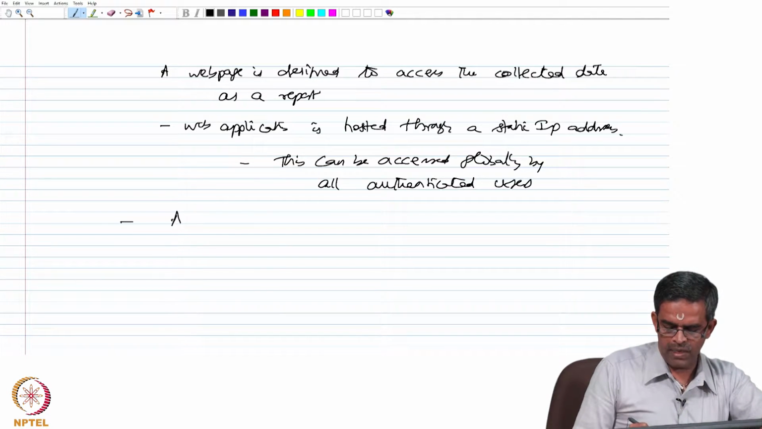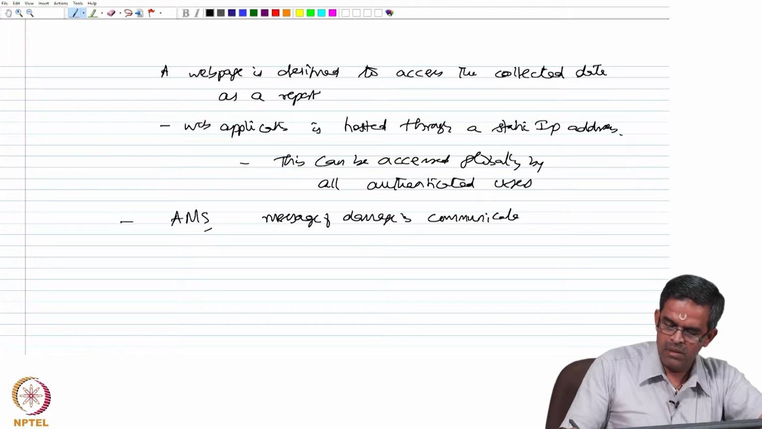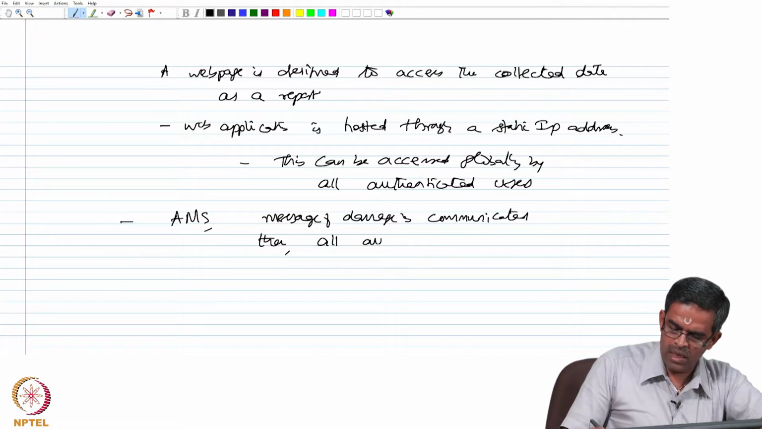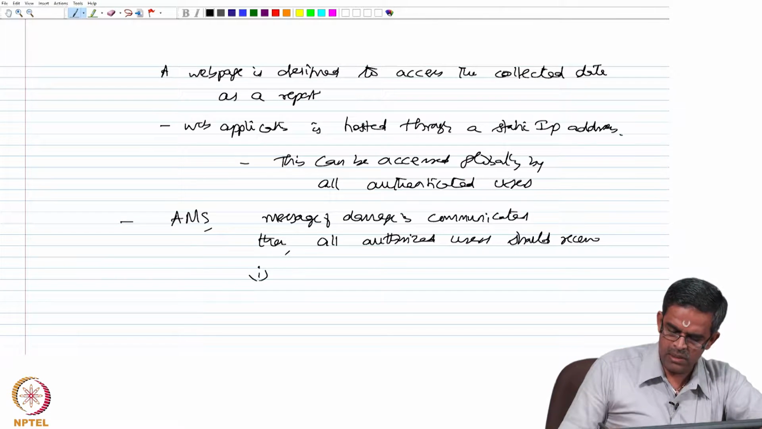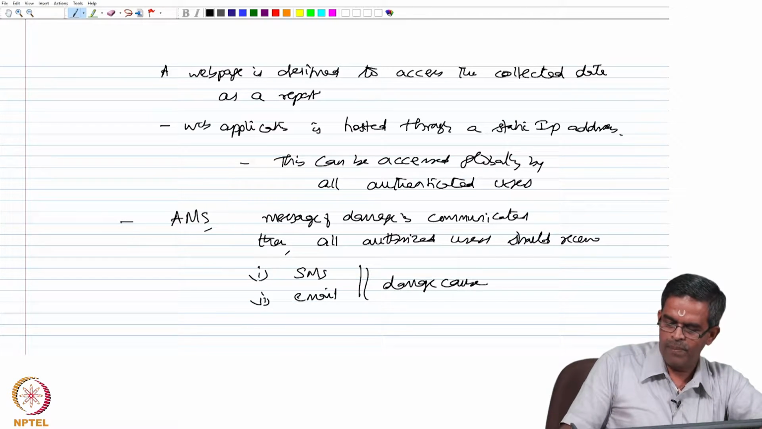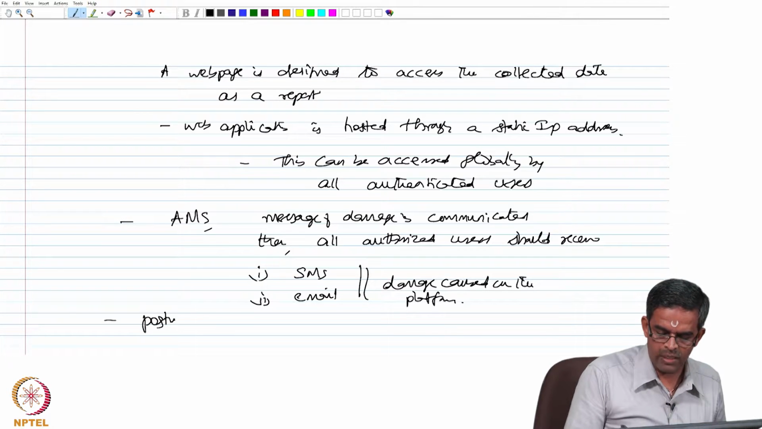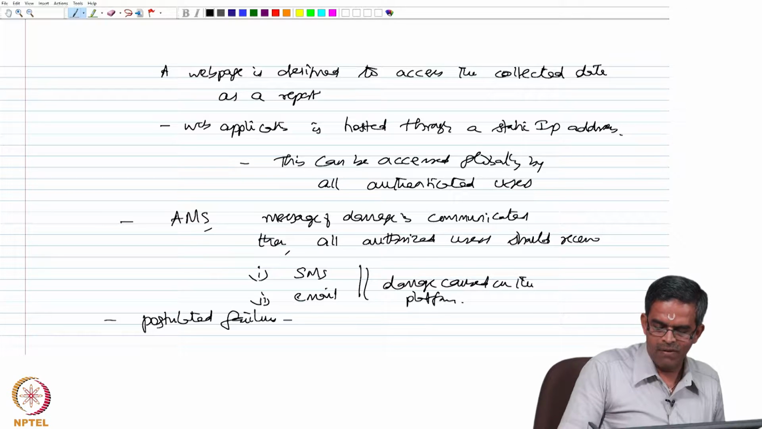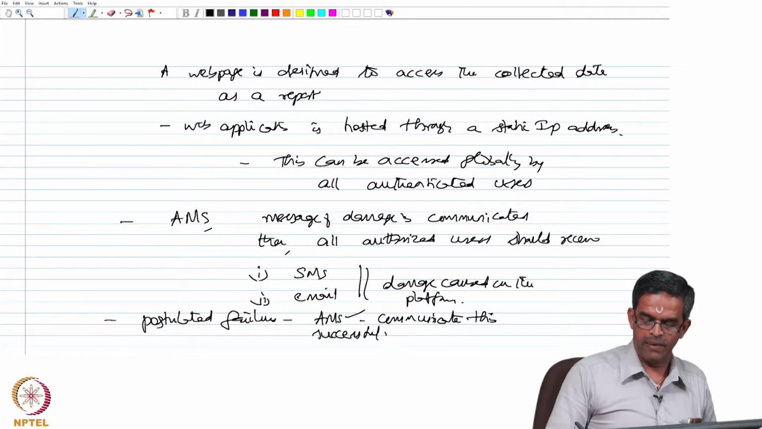So, the requirement is, when we develop an alert monitoring system, when the message of damage is communicated, then all authorized users should receive an SMS and an email about the damage caused on the platform. So, the present study aims to do this by creating a postulated failure and checks whether the alert monitoring system is able to communicate this failure successfully. That is the idea. Okay.